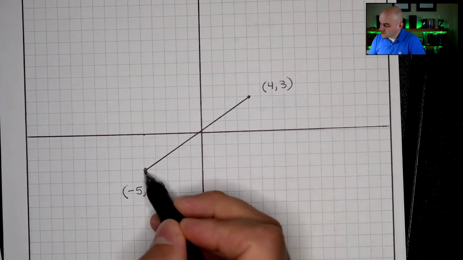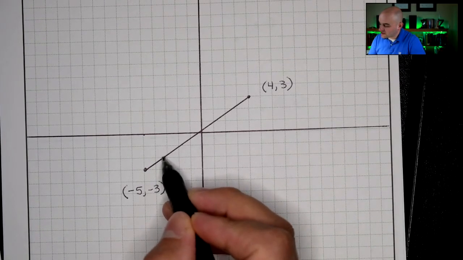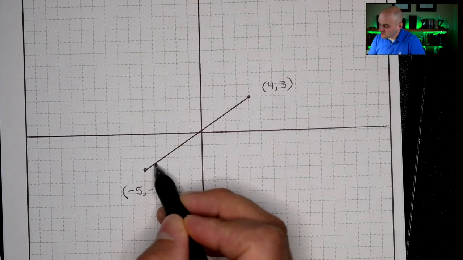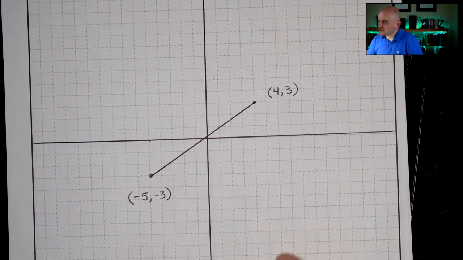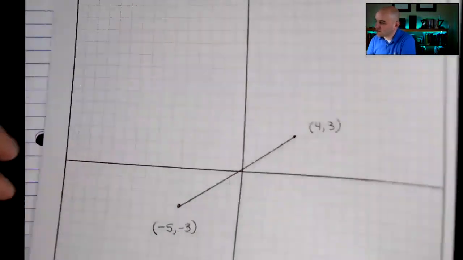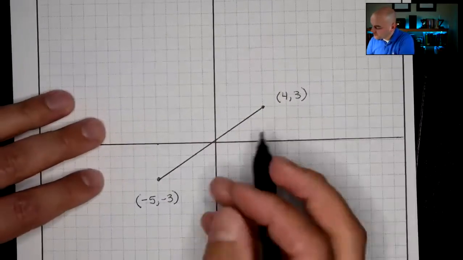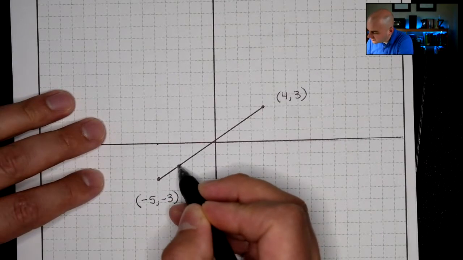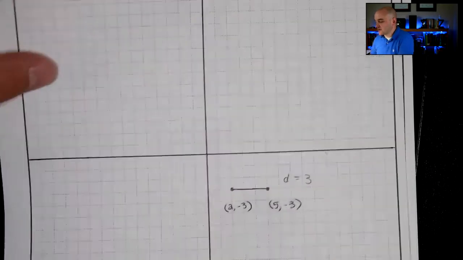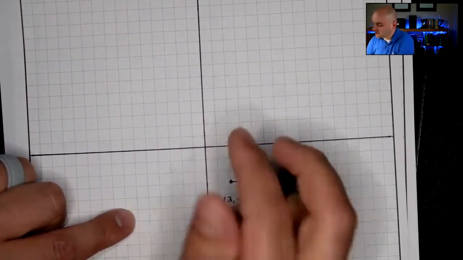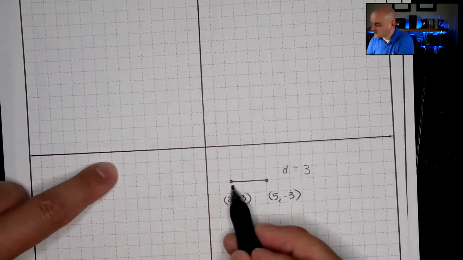Notice on this one, we cannot count, because it's going over 1, 2, and I don't know if you can see it on this, but this isn't a full block right here, but it crosses through. So when it's at an angle, you can't just count, but if it's parallel to the x-axis or the y-axis, you can just count it over.